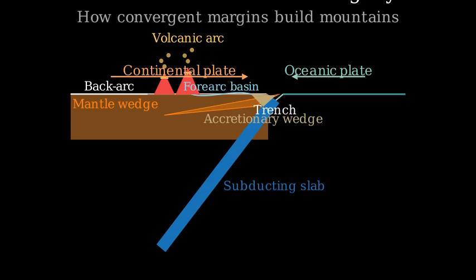Material is scraped off to form an accretionary wedge. Above the slab, fluids rise into the mantle wedge and trigger melting, feeding a volcanic arc. Landward of the arc is the back arc region. Let's highlight each part one by one.